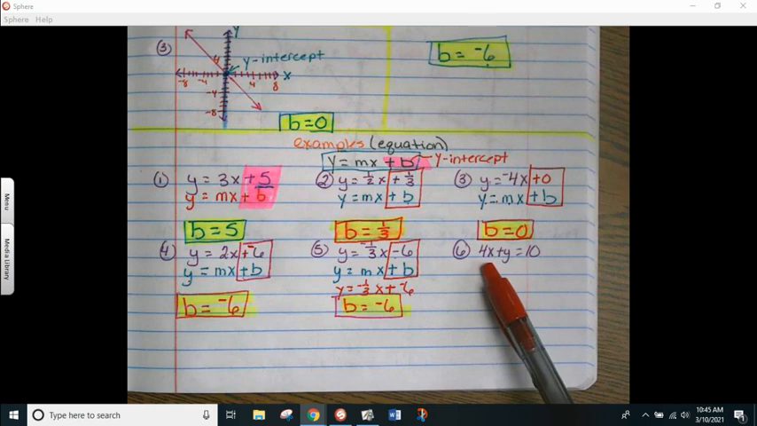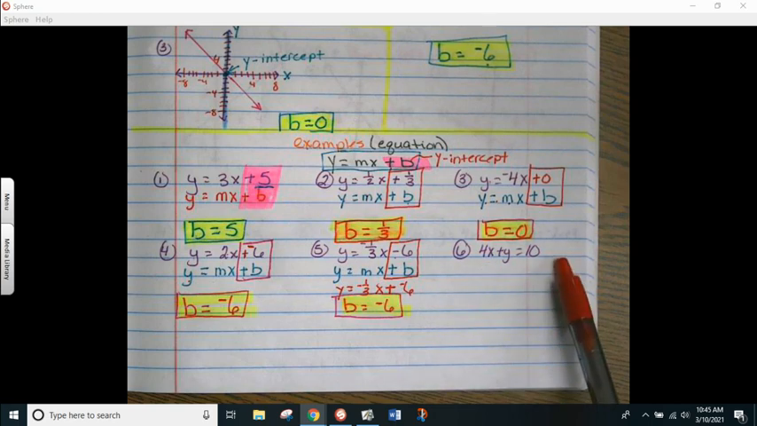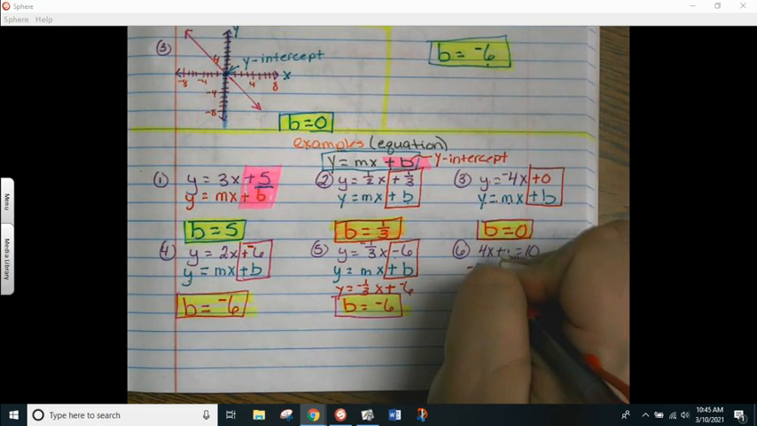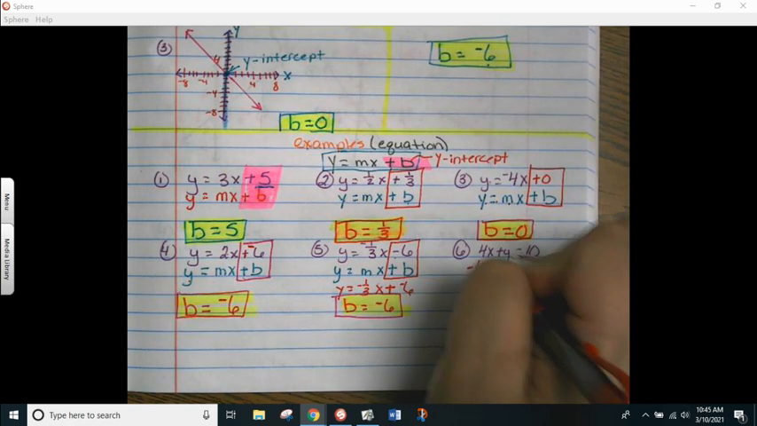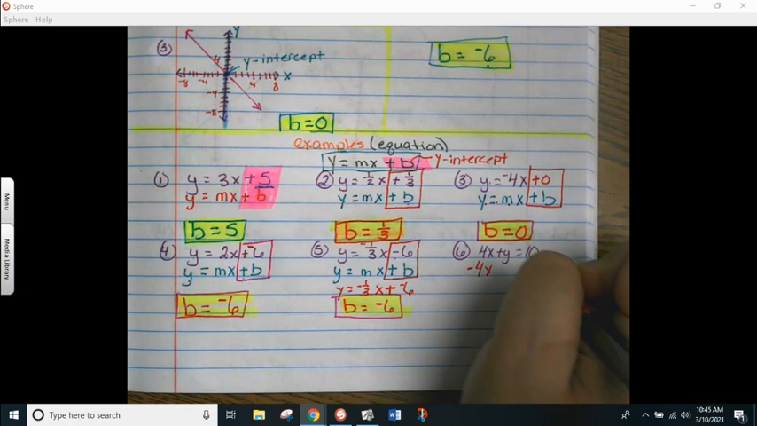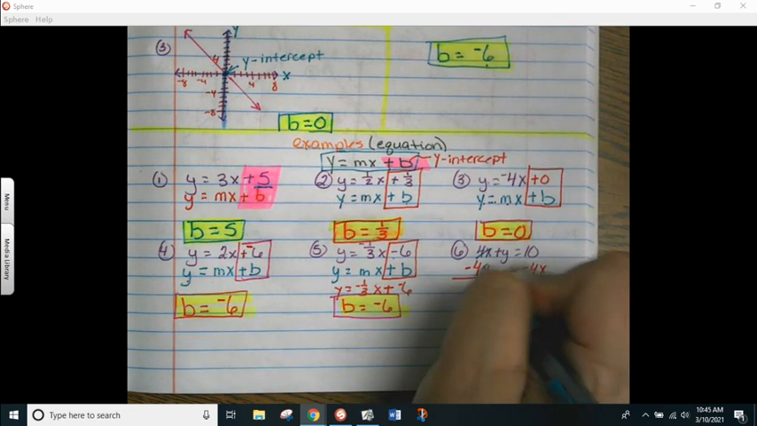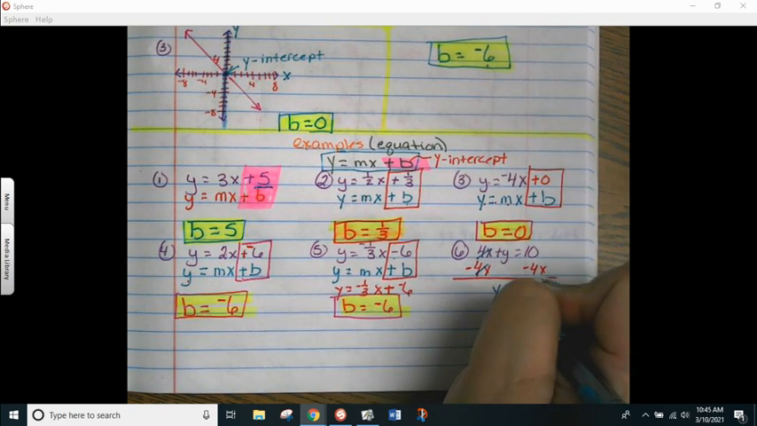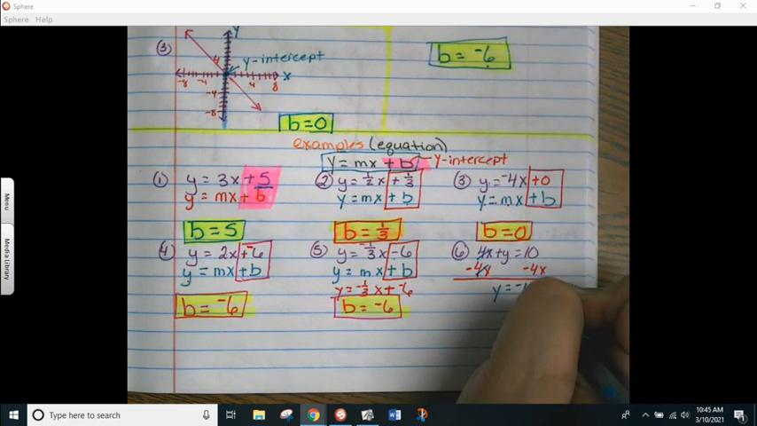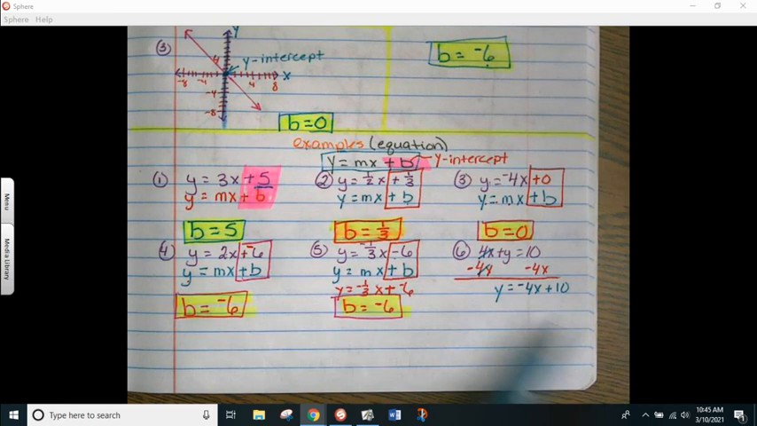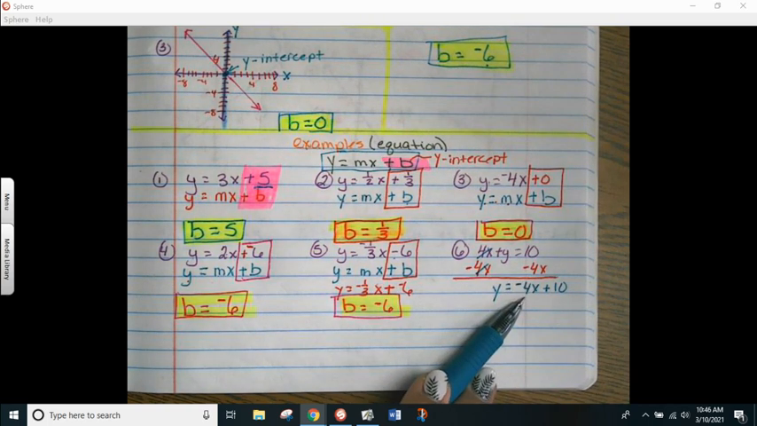So we're going to have to move this over. To move it over, we're going to do the opposite. So I'm not going to add 4x, I'm actually going to subtract 4x from both sides. And when you rewrite it, these have canceled. Now your y is all alone. I now have -4x plus 10. And I put the -4x first because that's the way it's supposed to be written.